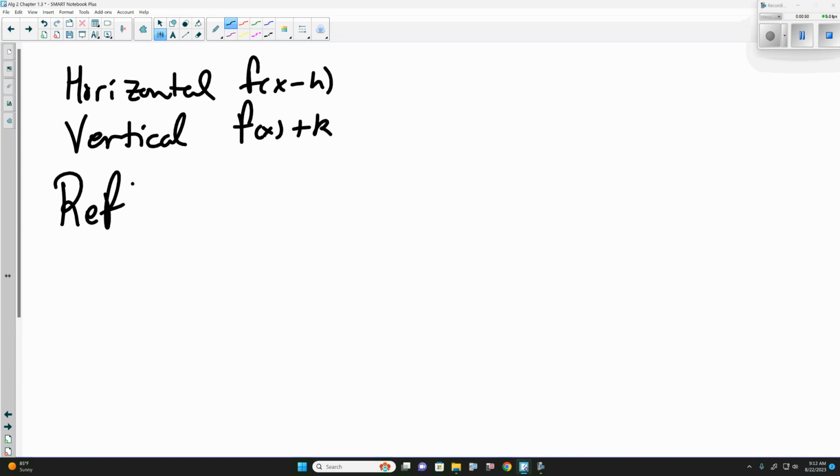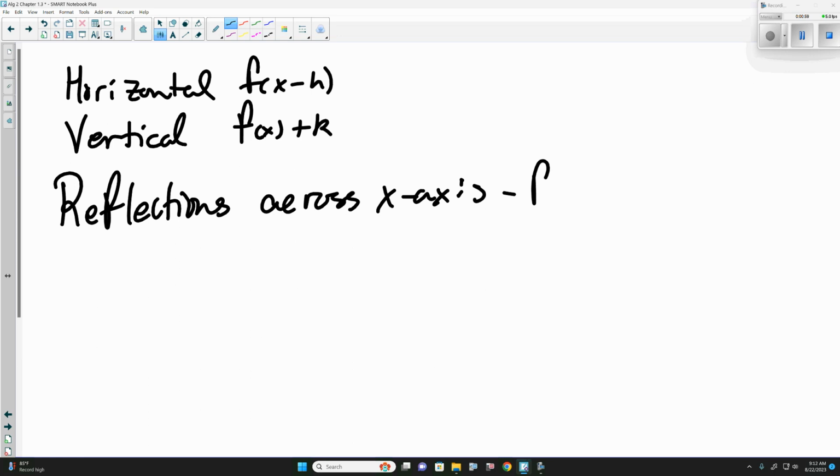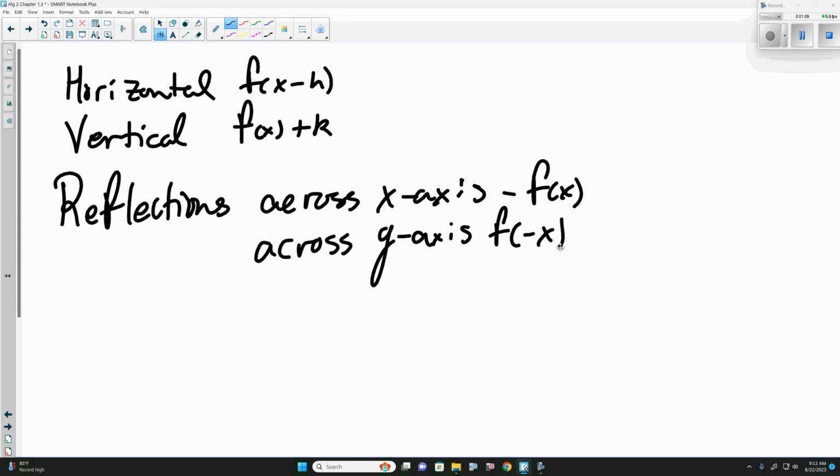Then we went over reflections. Across the x-axis, we use negative f of x. And if it was across the y-axis, it was f of negative x. And these are the ones that we went over yesterday. We were partway through reflections, and we went through our horizontal and vertical already.